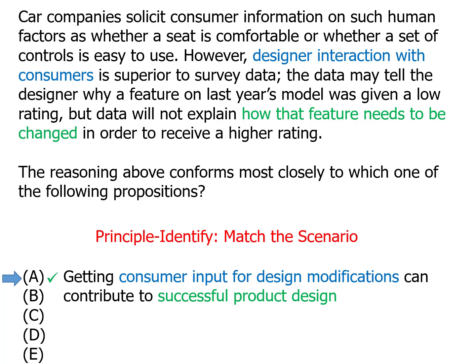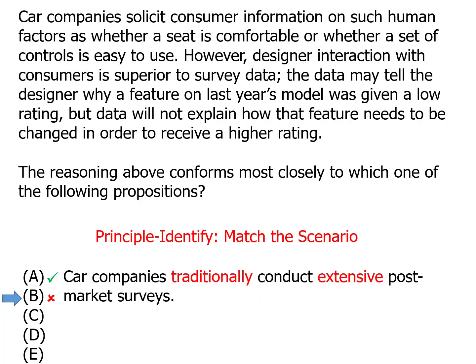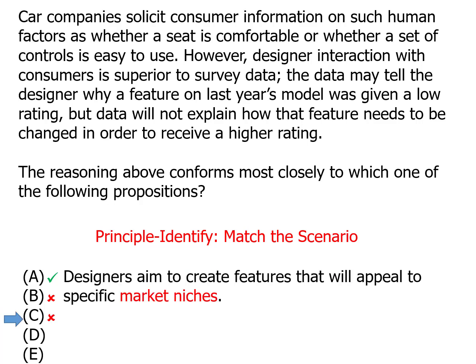Since A is the answer, we just have to do a courtesy glance at the wrong answers to see why they're wrong. Answer choice B is wrong because it talks about what car companies traditionally do. And I don't know that this is a tradition, I just know it's something that they do. I also don't know that it counts as extensive surveys. I just know that they solicit consumer information. I don't know how extensive that information is. So answer choice B is not something that's going on above. Answer choice C is wrong because it talks about market niches. Nothing above talks about market niches, so no generalization about market niches could be right.